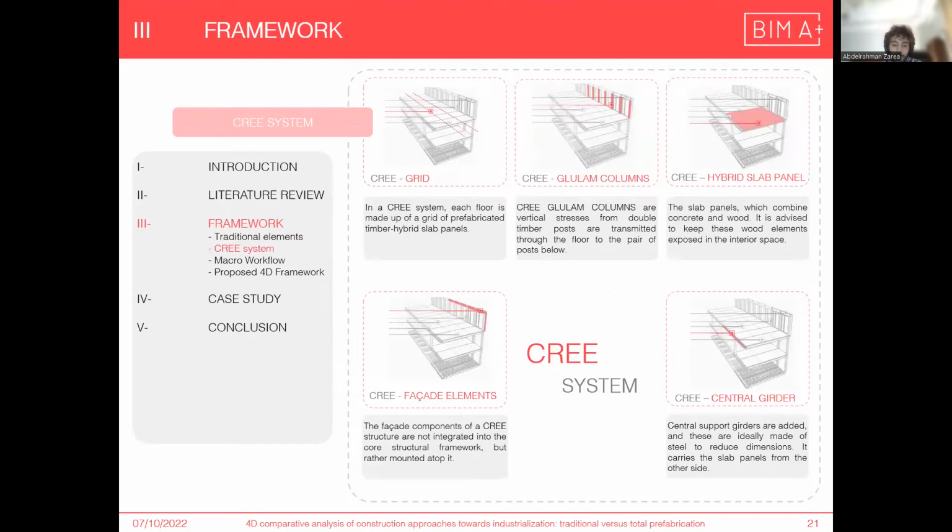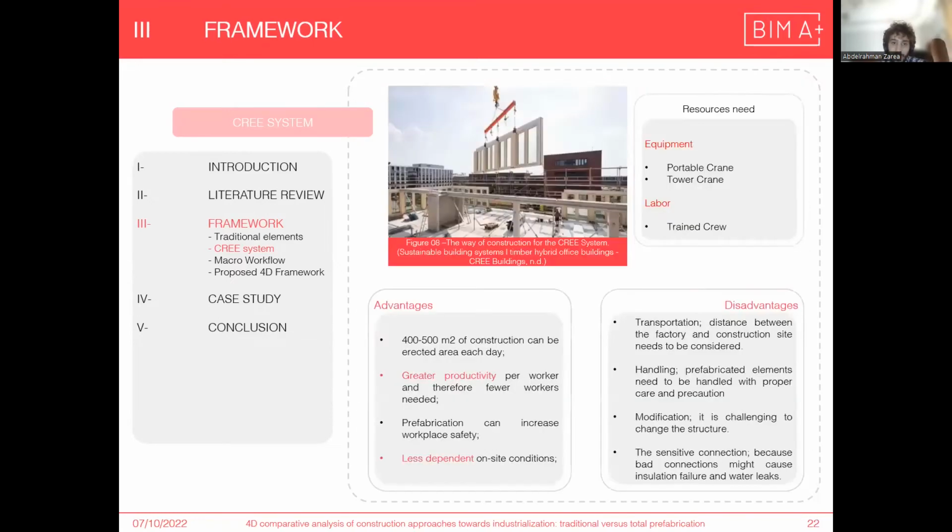For the key system, which is used as a total prefabrication, it needs to define first the key grid that is going to be used for each floor, and key columns, which carry vertical stresses from upper to lower floors, a hybrid slab panel, which is mixed concrete and wood, which is advised to be exposed on the interior face, and facade elements and a central girder, which supports the hybrid slab panels on the other side.